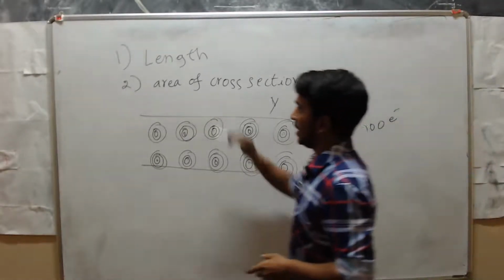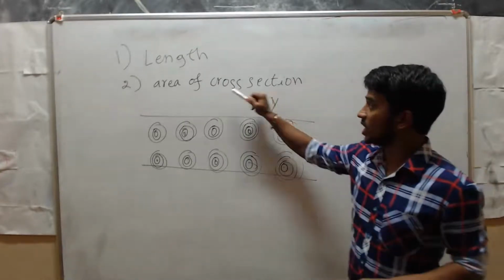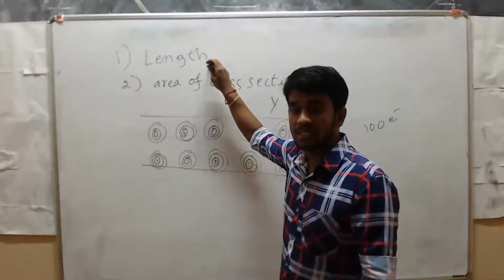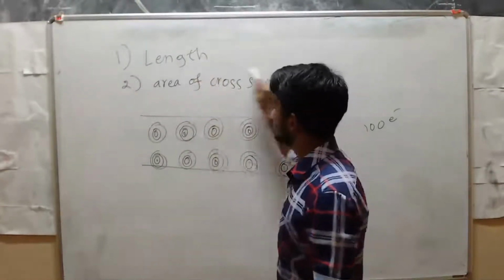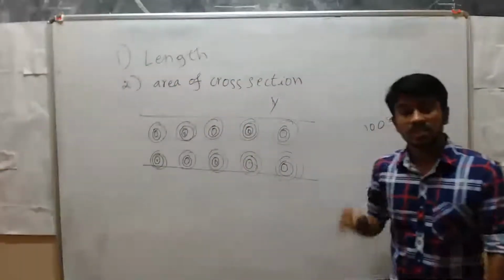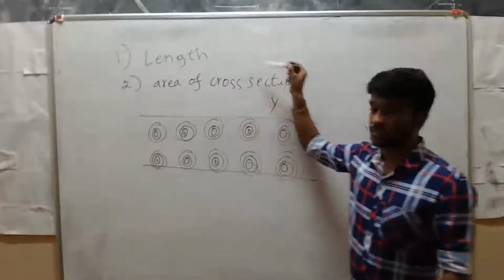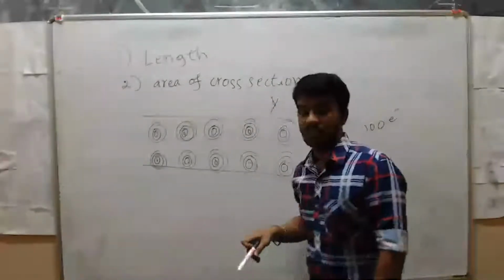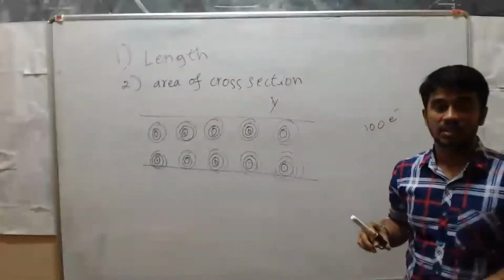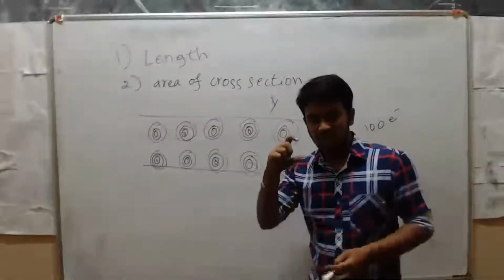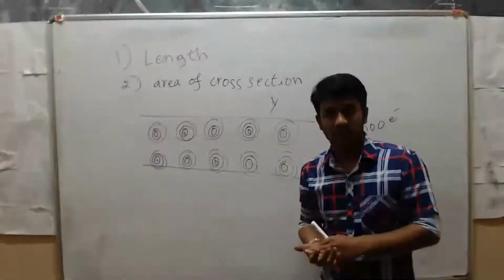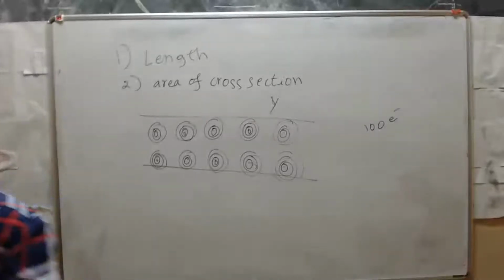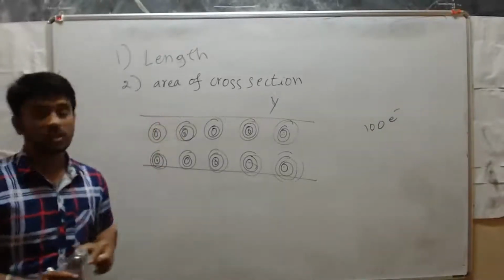The first property is the length of the wire, then the second property is the area of cross section. When you increase the length, resistance increases. When you increase the area of cross section, resistance decreases. Maybe in your exam they will ask how resistance depends on the length. At that time you should say: when you increase the length of the wire, the resistance of the conductor increases. Or in other words, the resistance of a conductor is directly proportional to the length of the wire and inversely proportional to the area of cross section.